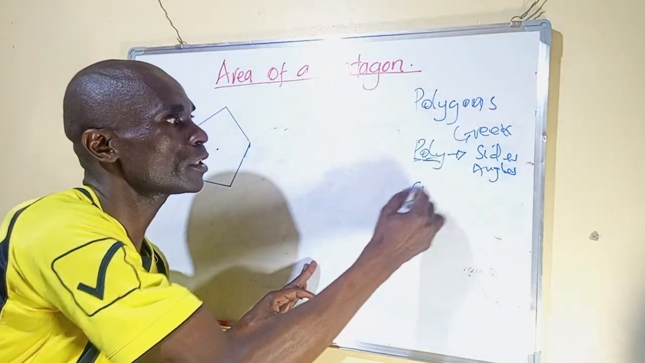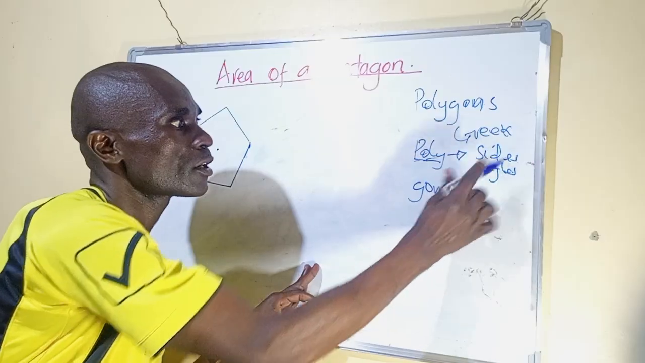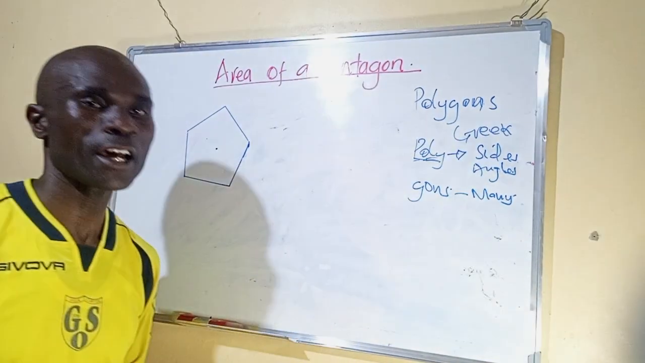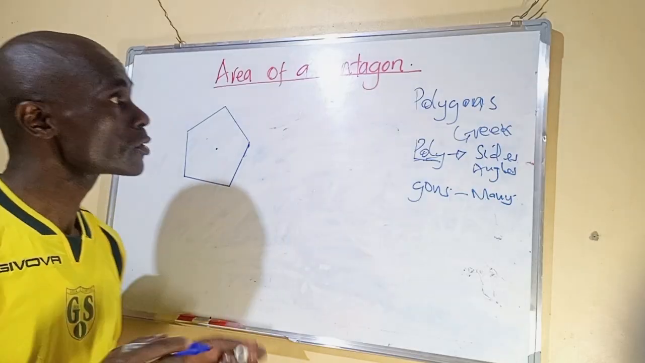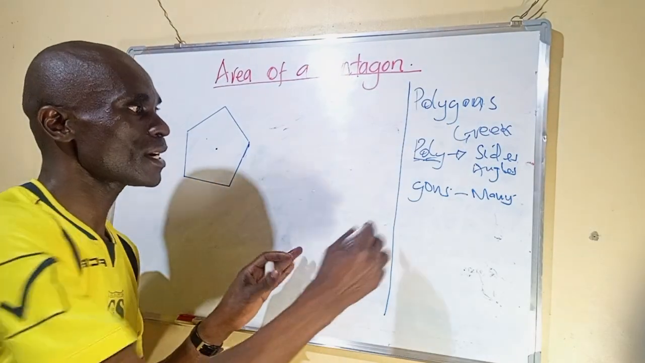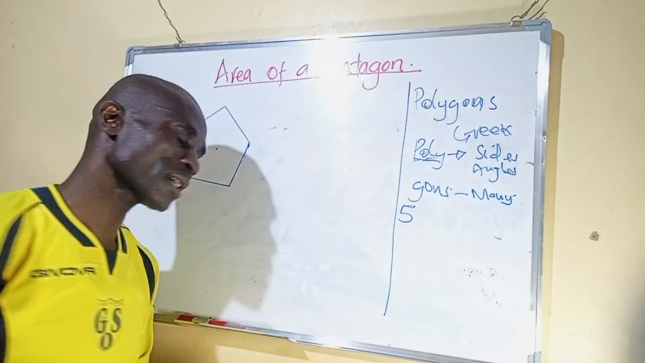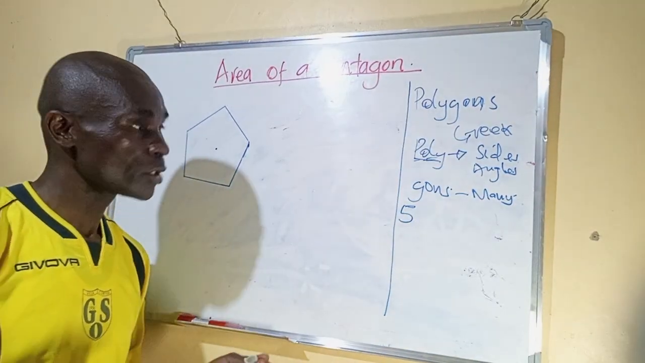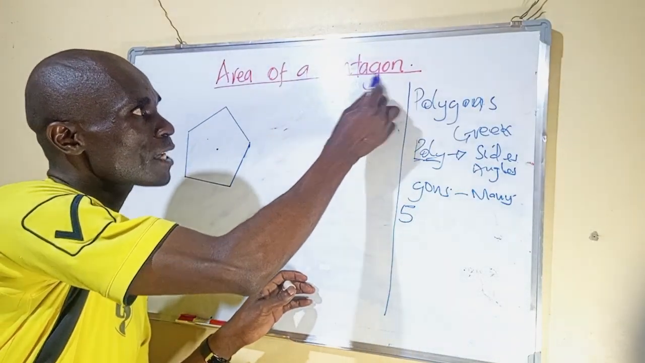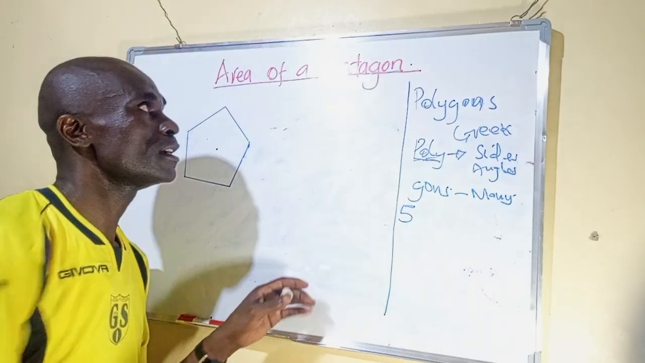Then gon means sides, so it can be many sides or many angles. So anytime we're talking about a pentagon, penta is the same Greek word that means five. Penta simply means five. So if we are talking about the pentagon, then it means a five-sided figure. The word is gon for sided.